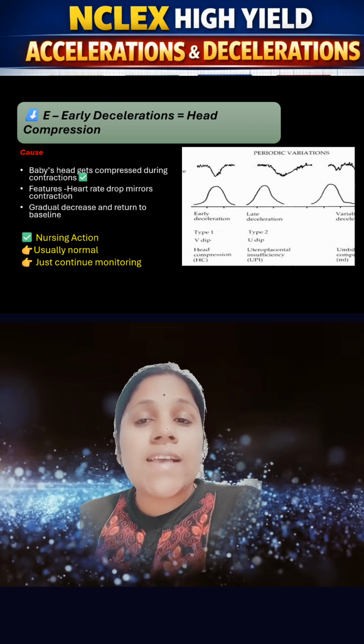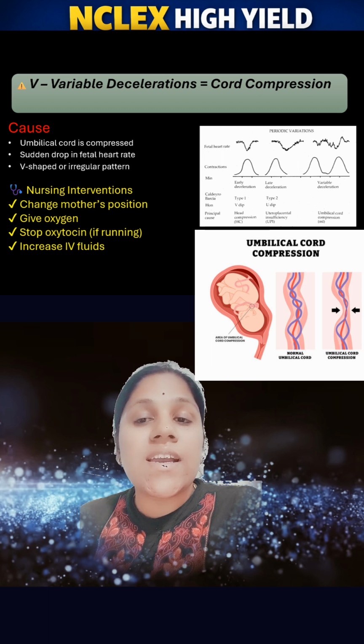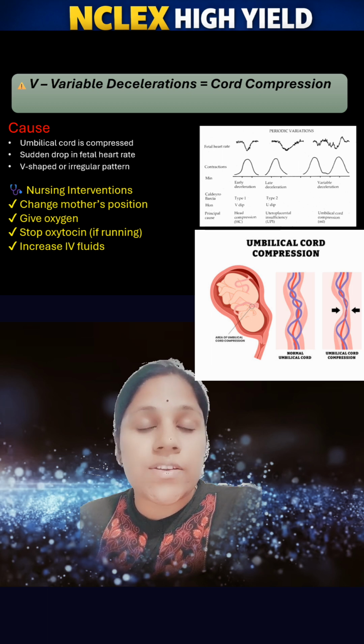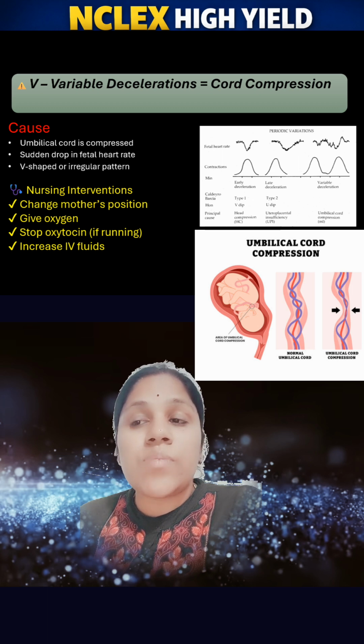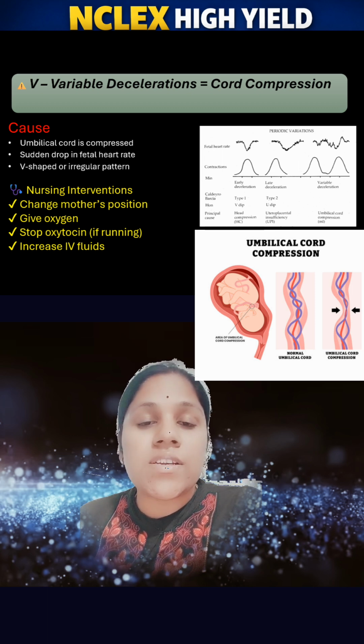Next thing is the variable deceleration, which indicates there is a cord compression. Here the cause is that the umbilical cord is getting compressed and there is a sudden drop in the fetal heart rate. This is indicated by a V-shaped or irregular pattern on the fetal heart rate strip. The exact nursing interventions we can do are change the mother's position and give oxygen supplement to the mother. Stop oxytocin if the mother has been started on it, and increase IV fluid supplementation. So these are the things we need to remember in variable deceleration.